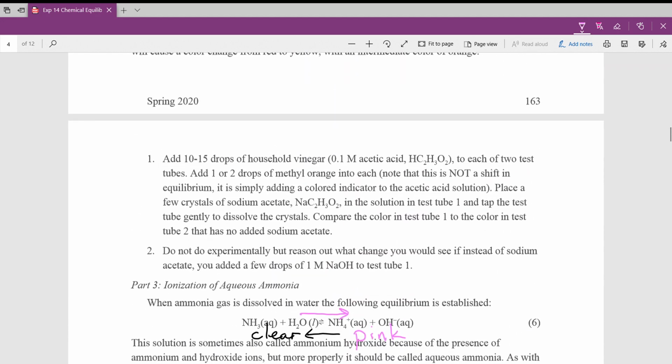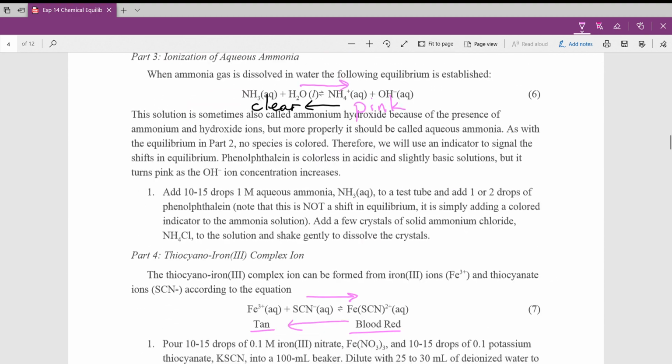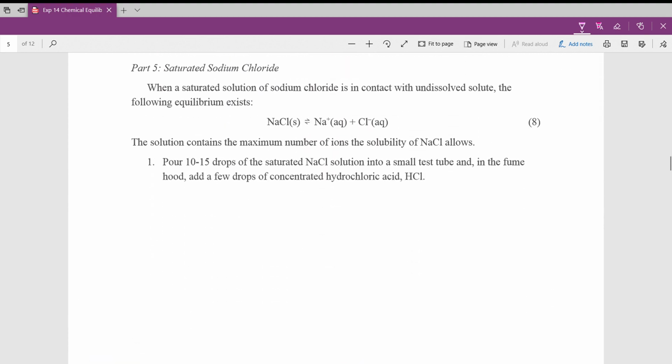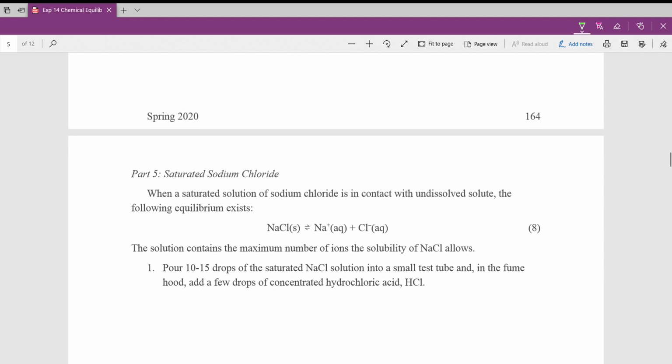Oh, there was one up here. I'm sorry, I forgot. Then this last one, might as well do it while we're here. There is no color, but take note of the phase. Solid, aqueous, aqueous. So one side, everything is aqueous. The other side, you get a solid. So if you see a solid appear, you know which way the reaction is going. If it's going to solid, it's going that way. If it's going from solid to aqueous, it's going that way.